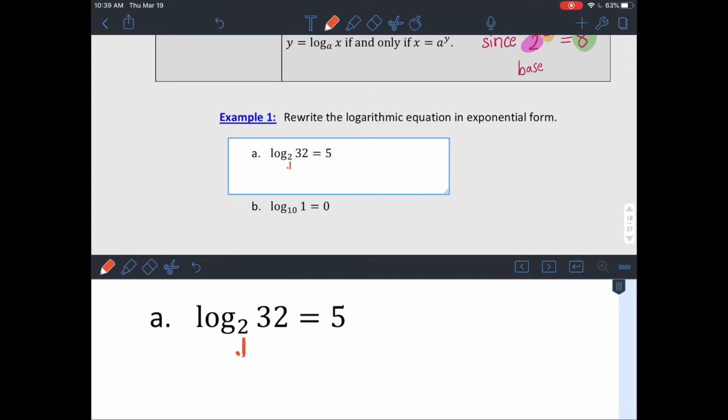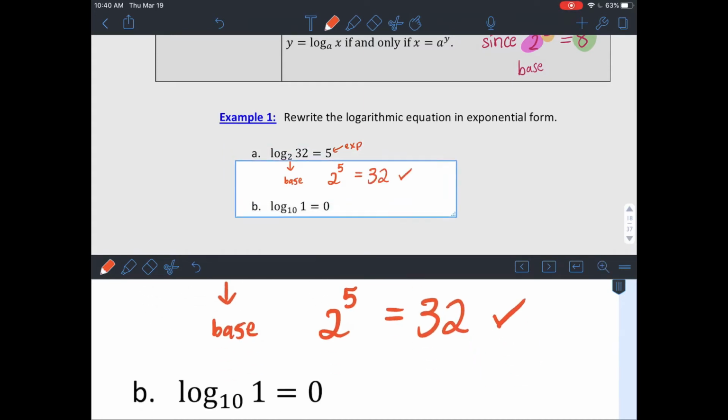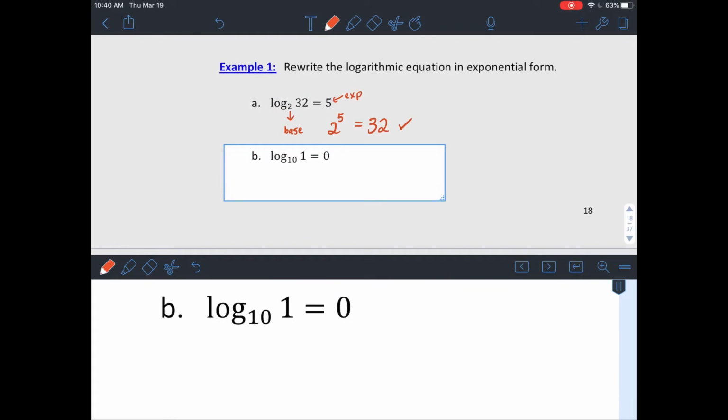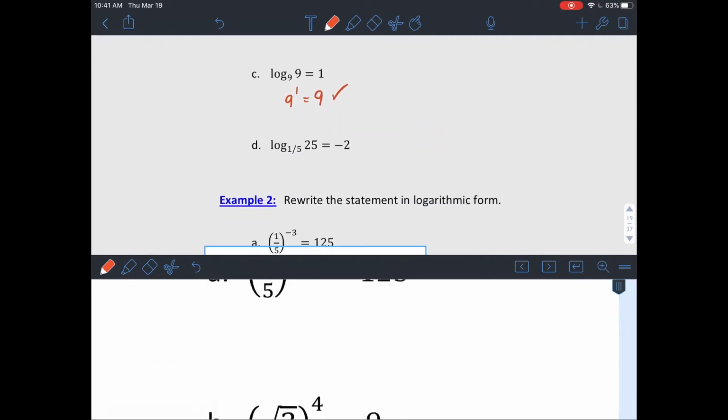So this is log base 2 of 32, and that is supposed to equal 5. So my exponential function that I'm going to write is going to be base 2. My exponent's going to be 5, and I know that should equal 32. You can check yourself because 2 to the 5th is 32. This one, if I switch to exponential form, needs to be base 10. My exponent's 0, and that should equal the inside. 9 to the first power equals 9.